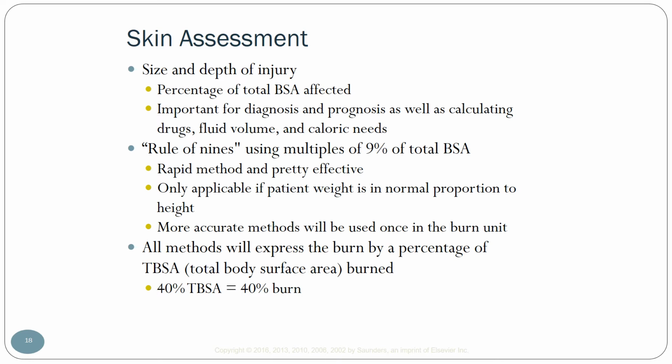No matter what method you use, all are going to express the burn as a percentage of total body surface area. So even using the rule of nines, when you add up all those numbers, it means a percent of the body surface area. So if you get 40%, it's a 40% burn.